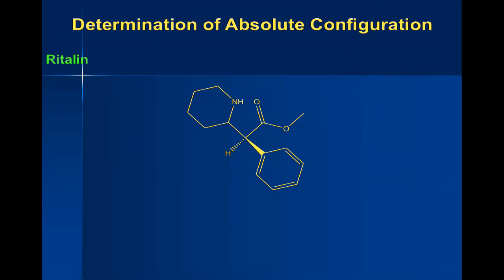How do we assign the priorities? What can we assign right off the bat? Hydrogen. That's going to be 4, and I turned that one away from us, so that makes life easy. Now I've got carbon, carbon, and carbon. Can I make a decision? Absolutely not. So I have to ask myself what's attached to these carbons. What's attached to this carbon? 3 oxygens. 1, 2, 3. What's attached to this one? I have nitrogen, carbon, and hydrogen.